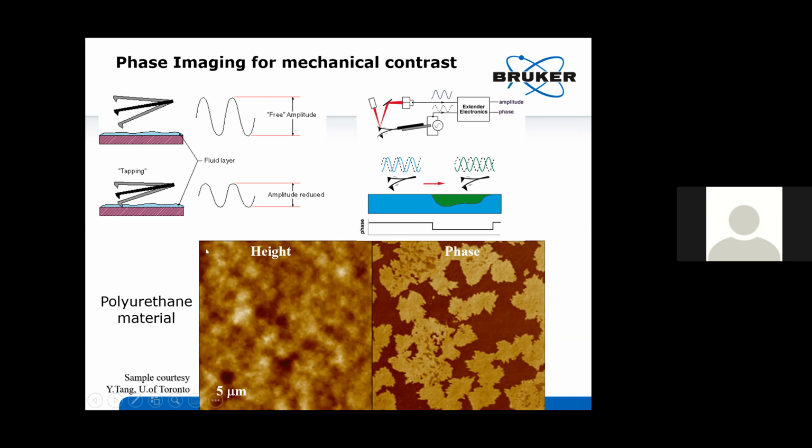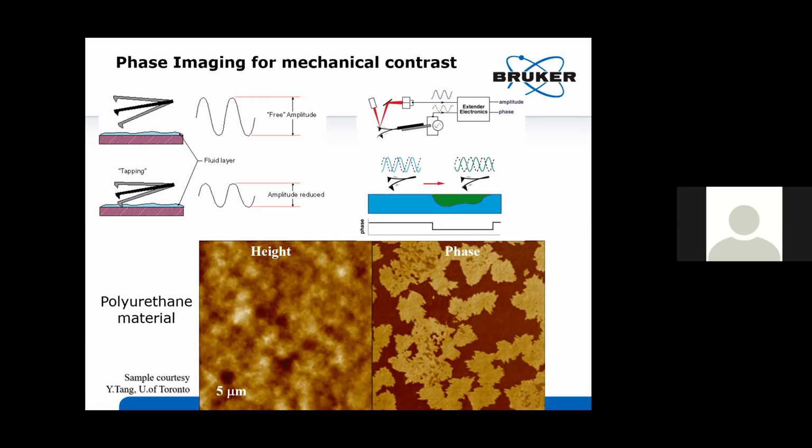And so you end up getting an image of height. This is our height and this is our phase. So I can see I have two different phases of the material. And this is nice because I can't see it in the height, but a major downside to this mode is I don't really know what's causing that contrast.